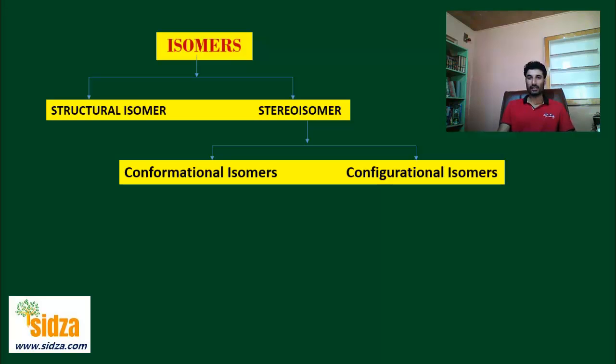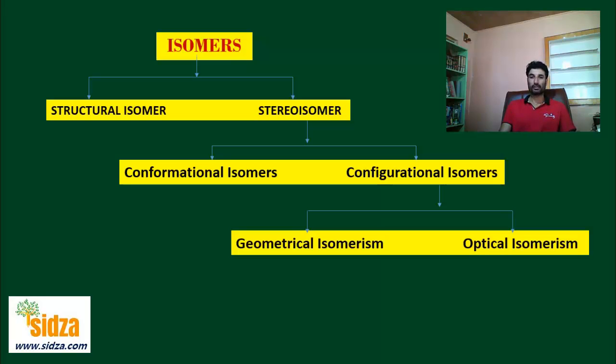So technically, the basic difference between conformational and configurational is that a stereoisomer that gets interconverted at room temperature on its own is a conformational isomer. And configurational isomers are those which do not get converted from one isomer to another at room temperature. Suppose we have a cis and a trans. The cis cannot get interconverted into the trans isomer. And again, the configurational isomers are of further two types: the geometrical isomers and the optical isomers.